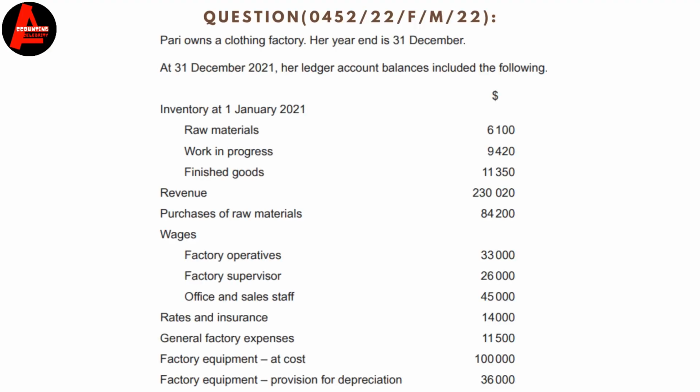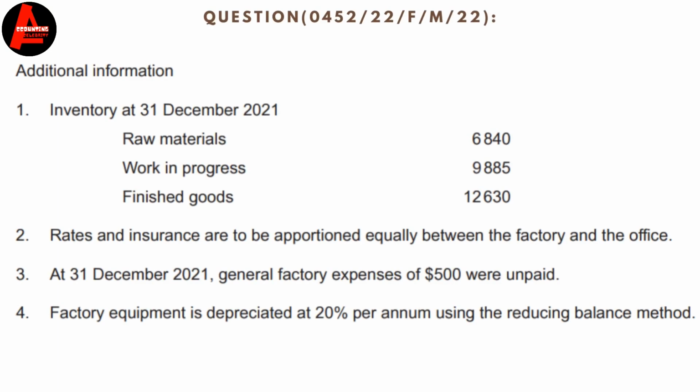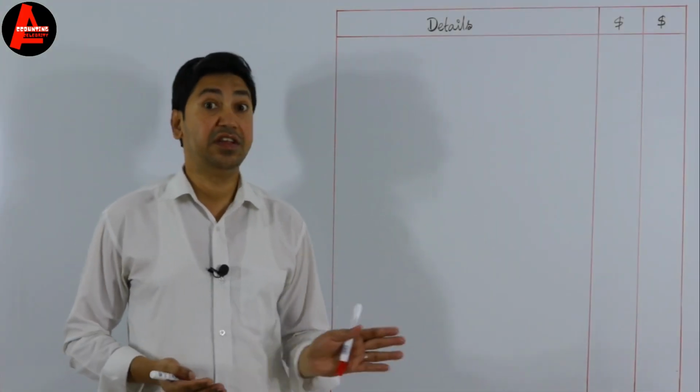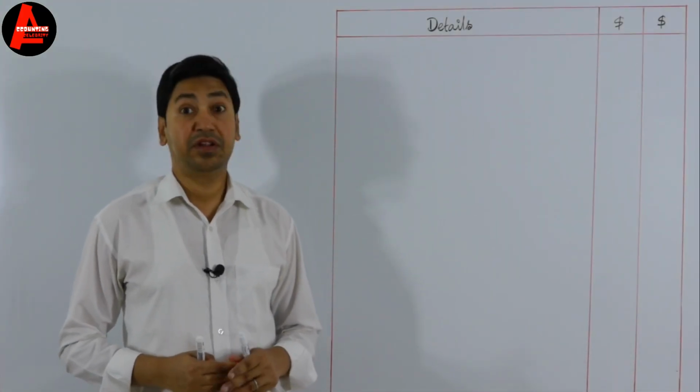Pari owns a clothing factory. Her year end is 31st December. At 31st December 2021, her ledger account balances included the following. So here we have some balances. Okay, there is an additional information. So here we have 4 adjustments. First one is closing inventories, second, third and fourth we have here adjustments. We will adjust here while we prepare the manufacturing account.